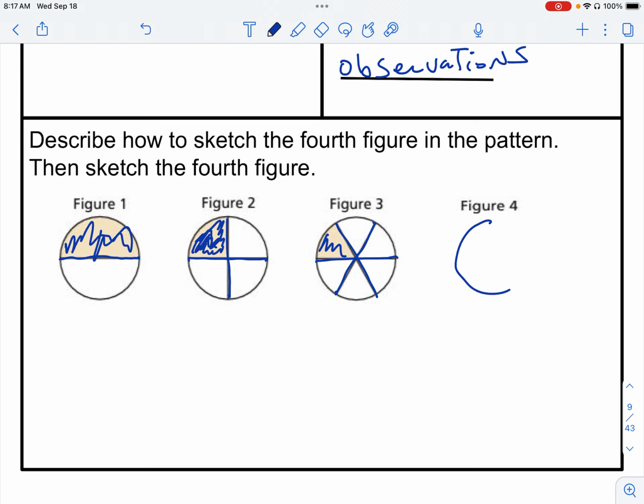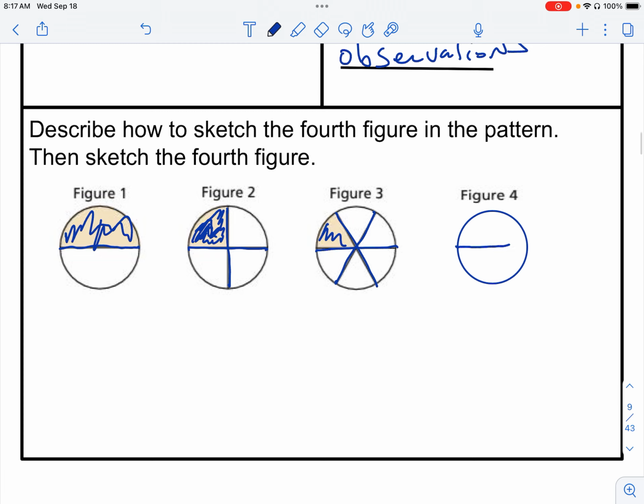So figure 4 is going to be a circle, and we are going to cut it in half north-south, and then we're going to cut it in half 3 more times, creating equal pie pieces, or hopefully equal pie pieces, and then we're going to shade in the piece on the left just above, just into the northern hemisphere. So that fits our pattern. That's what we've noticed.